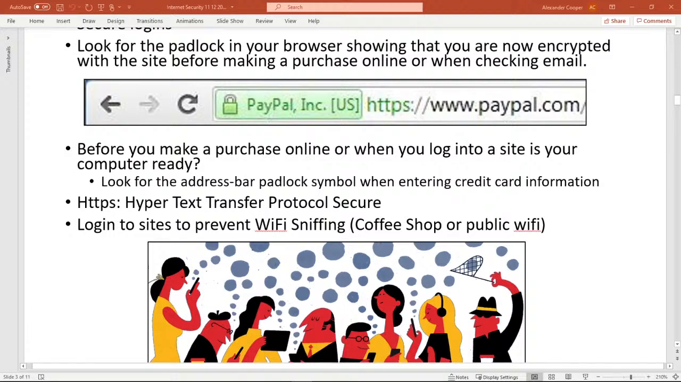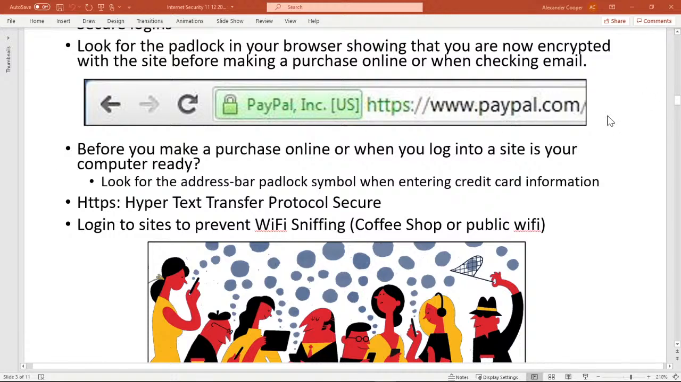Now, that's just for your browser. Your ISP, of course, knows where you're going and everything like that. But that's really what that is. So incognito mode is just not to keep a record of the websites you visited on that browser.